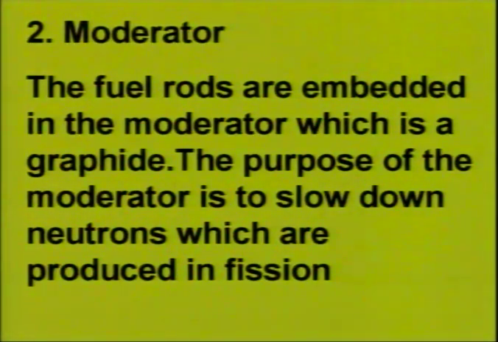Okay, this moderator is simply made of graphite, which is carbon. So you find that the fuel rods are embedded in the moderator, which is graphite. And the purpose of that moderator is to slow down neutrons which are produced in fission. If you remember the fast neutrons, when they are going past with great velocity, it is the moderator that will stop them.